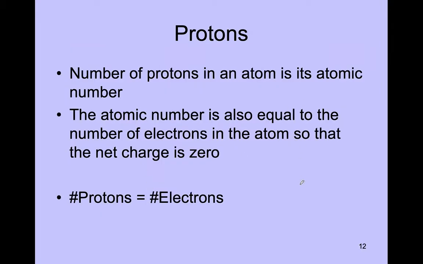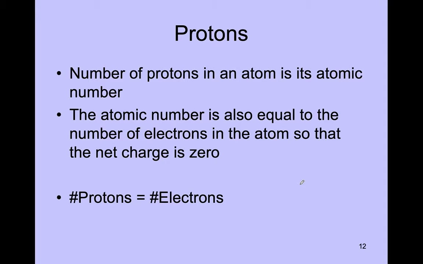So how many protons are actually in the nucleus of an atom is referred to as its atomic number. Hydrogen has an atomic number of 1, it has 1 proton. Nitrogen has an atomic number of 7, it's number 7 on the periodic table, it has 7 protons.